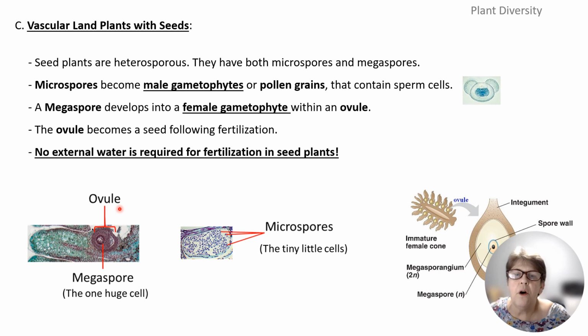No external water is required for fertilization in seed plants. So remember when we looked before at the non-vascular land plants, in particular we saw the liverwort, and there had to be a little bit of water in there because the sperm had to swim across to the egg, but not here. Just the pollen grain has to come over here, and we'll look at that a little bit.